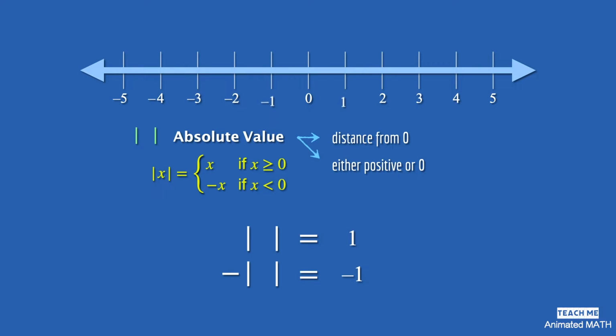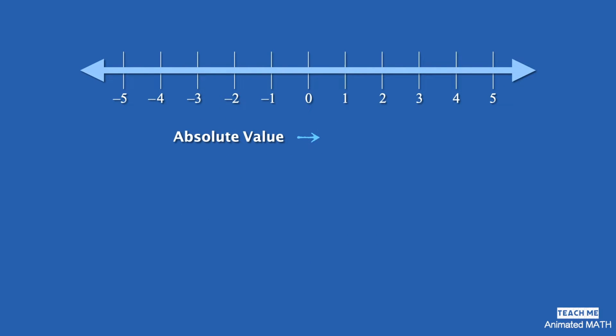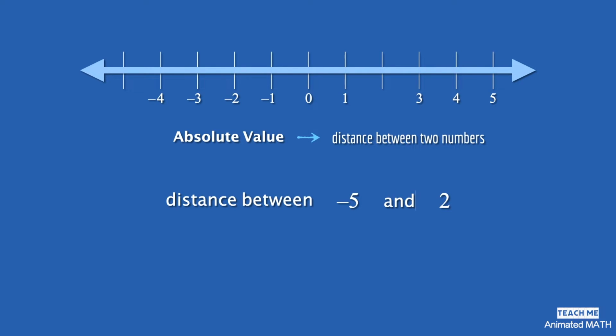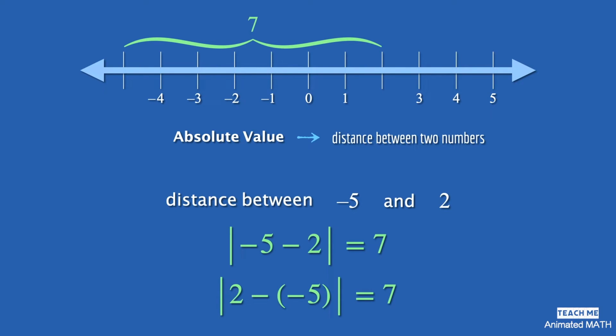We can also use absolute value to measure the distance between two numbers. We do this by taking the absolute value of the difference of the two numbers. Here, the distance between -5 and 2 is the absolute value of -5 minus 2, which is 7. This is the same as taking the absolute value of 2 minus -5.